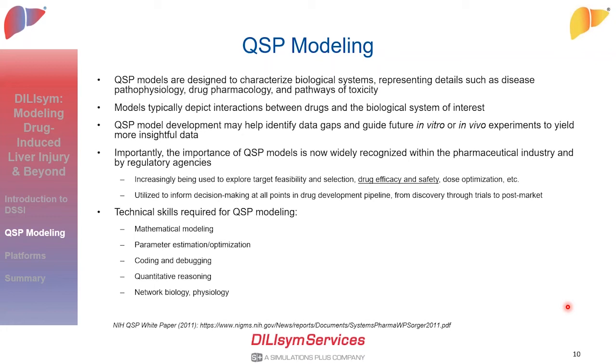So there are technical skills required: modeling, parameter estimation, optimization, coding, reasoning, and then things like network biology and physiology. So some of these aspects are philosophy. Some of these are in the wider QSP world, which is why we have a white paper cited here. And so the idea is to, again, build systems models that you can then look at changes to parts of that model and see how it affects downstream, say, biomarkers or measurable markers that you can compare to data.